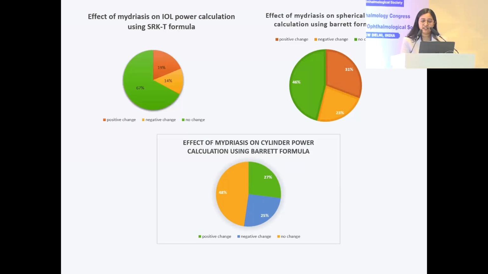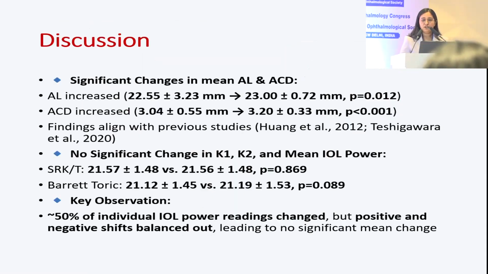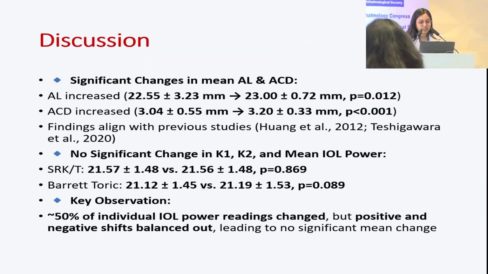However, if we look at the individual readings, with the SRK/T formula 67% readings remain unchanged, whereas with the Barrett formula spherical power only 46% readings remain unchanged, and 31% had a positive change and 23% had a negative change. Similarly, for cylindrical power calculations using the Barrett formula also, only 48% readings remained unchanged. This means more than 50% readings were getting changed either positively or negatively post dilatation. However, we could not study the effects in detail.